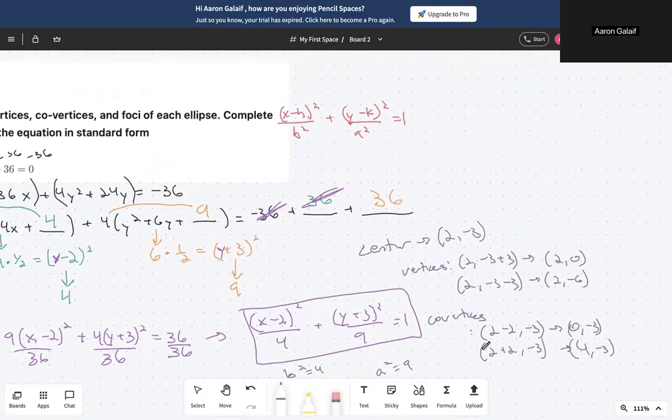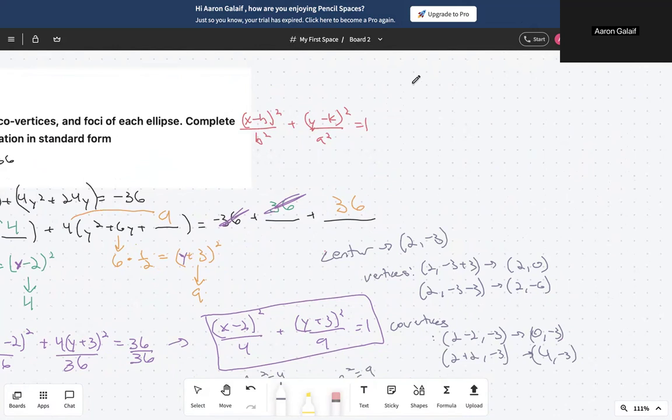To find the foci, we need to do something a little different. Foci is a c value. We need to find c squared based off of a squared minus b squared. That is the formula for ellipses for solving for that c value. Now, for that c value, we just find 9 minus 4 is equal to c squared. c squared is equal to 5, because a squared is 9 and b squared is 4. So c is equal to plus or minus the square root of 5.